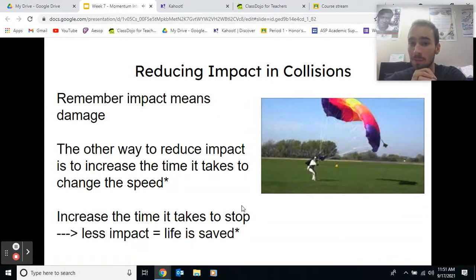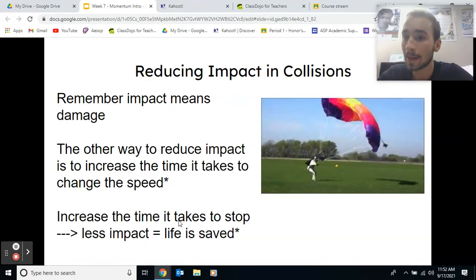The next thing I want you to know is reducing impact in collisions. Remember, impact is the same thing as impulse. So to reduce impact in collisions, another way you can do it, not only to make something go slower, but also increase the time it takes to change the speed. So if you increase time in the collision, that will help the person or the objects experience less force. So the other way to reduce impact is to increase time. Increase the time it takes to stop, less impact, so the life is saved.